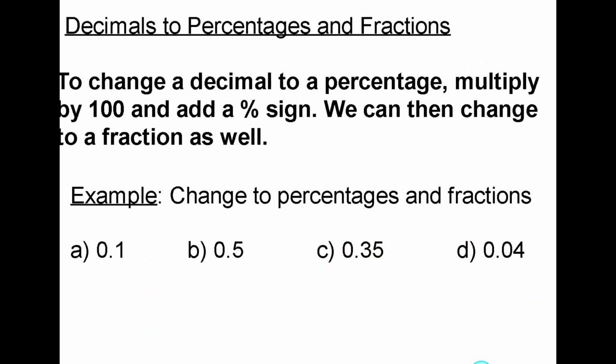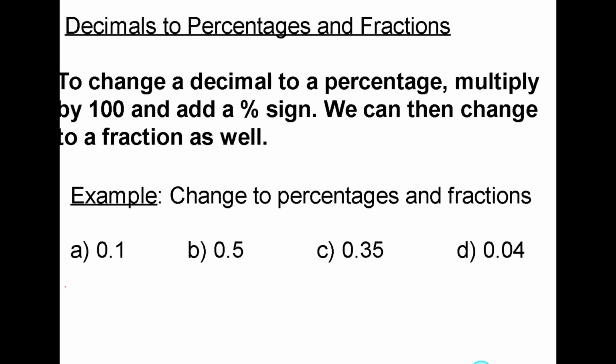Finally, if I want to change a decimal to a percentage, we simply multiply by 100 and add a percentage sign. This is the opposite of when we change a percentage to a decimal, which, if you remember, we would divide by 100 and remove the percentage sign.